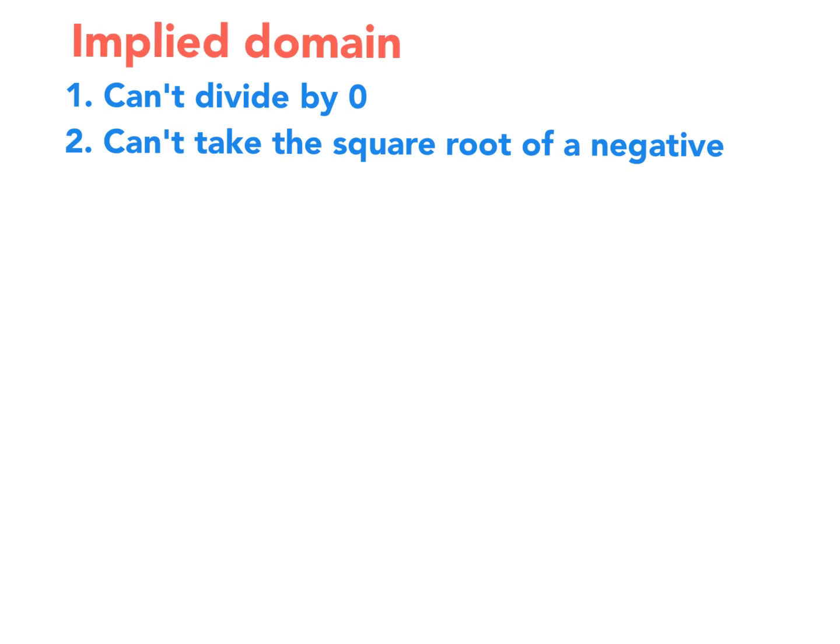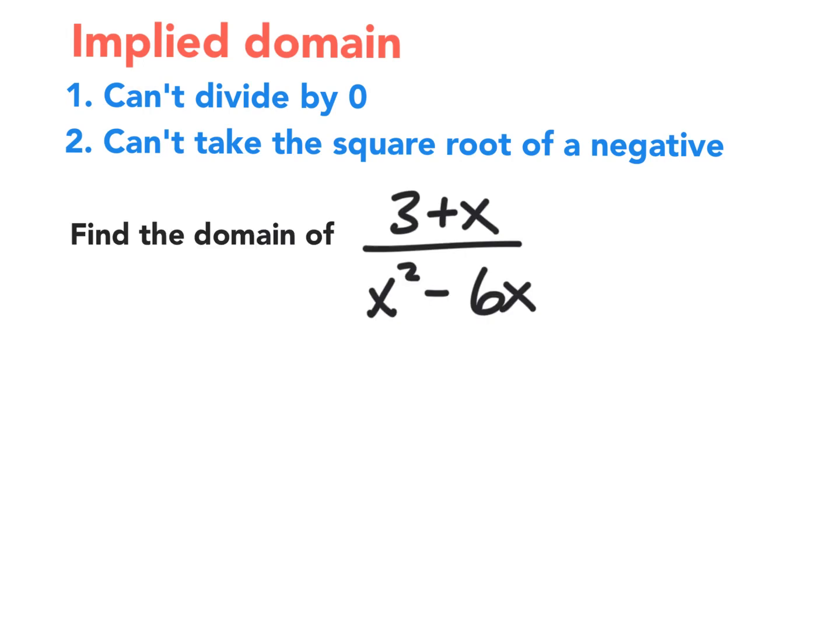All right, the last thing that we're going to talk about is implied domain. Whenever you're looking at the domains of functions, there's really only two things that we're going to have to look out for. And those rules are we can't divide by 0 and we can't take the square root of a negative. So if I want to define the domain of 3 plus x over x squared minus 6x, I don't even have to worry about the second rule of taking the square root of a negative. There's no roots. But I can't divide by 0.